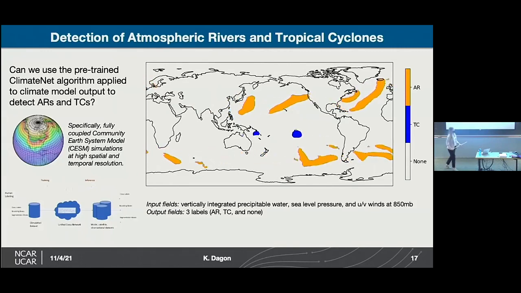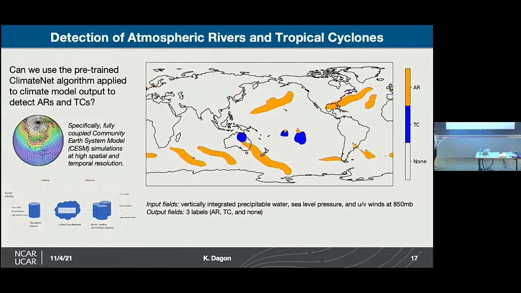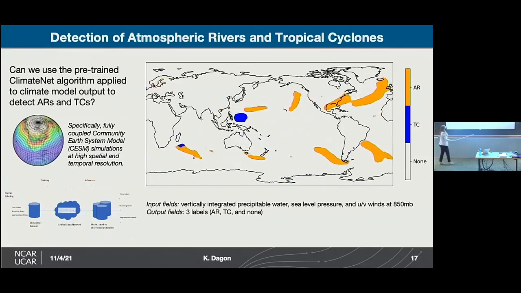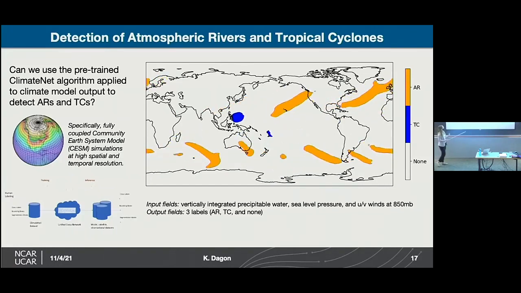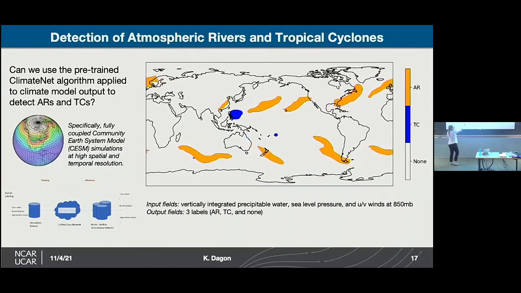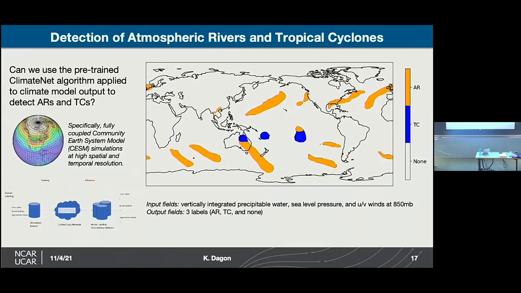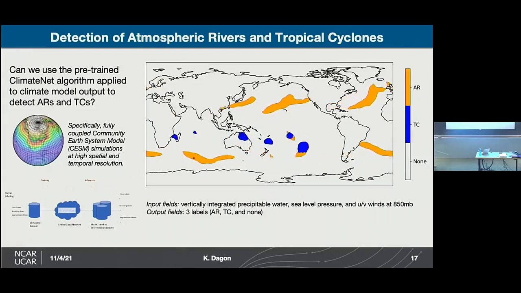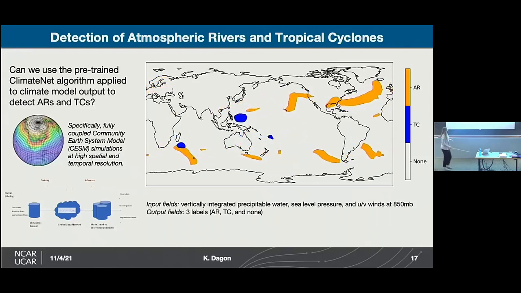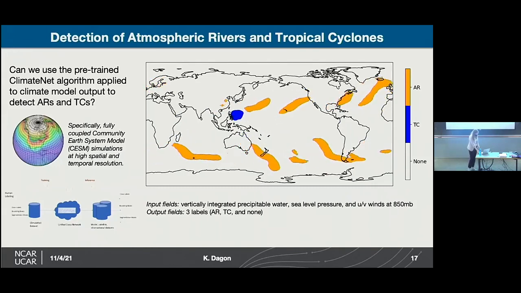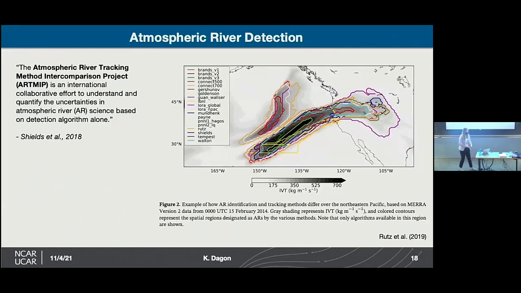This is a little animation showing the detected atmospheric rivers and tropical cyclones. You can see the different input fields that were used. There are some interesting things to observe, like this tropical cyclone spinning off into an atmospheric river that we want to dig into a little bit more. There are lots of interesting things to look at here, but the one aspect that I'll feature has to do with atmospheric river detection.